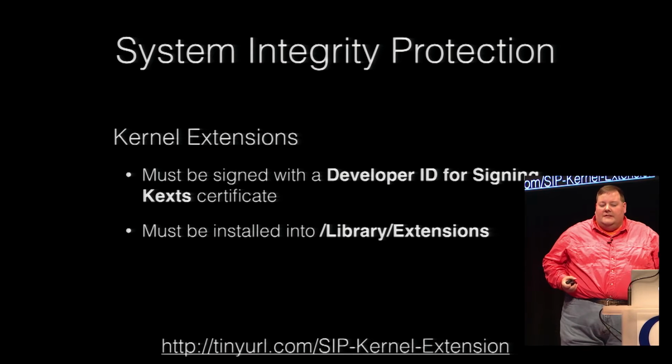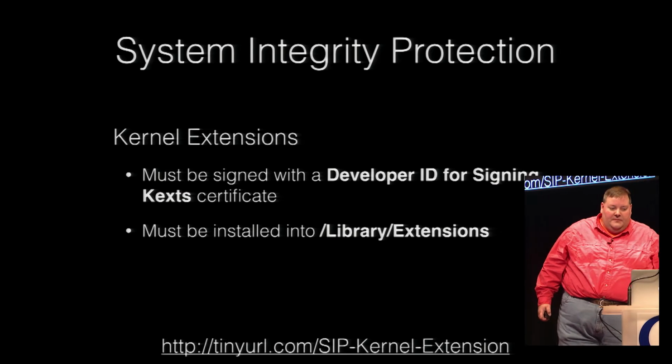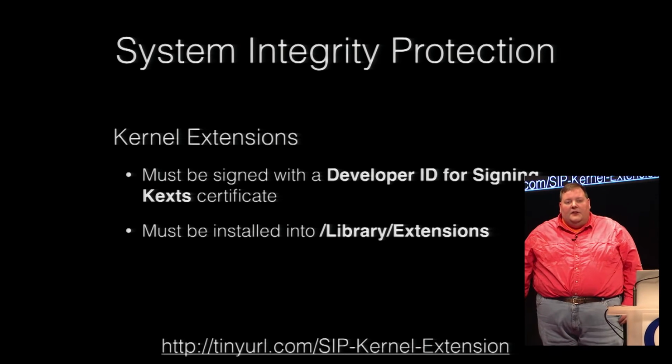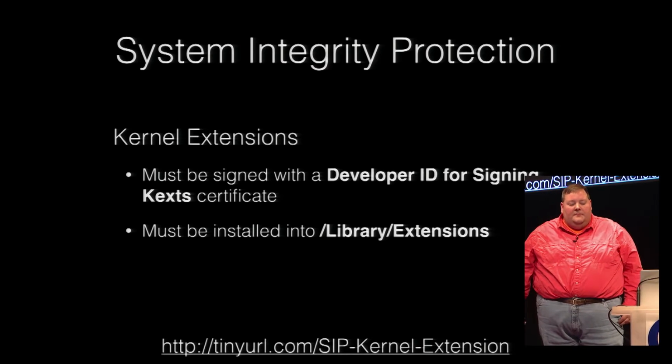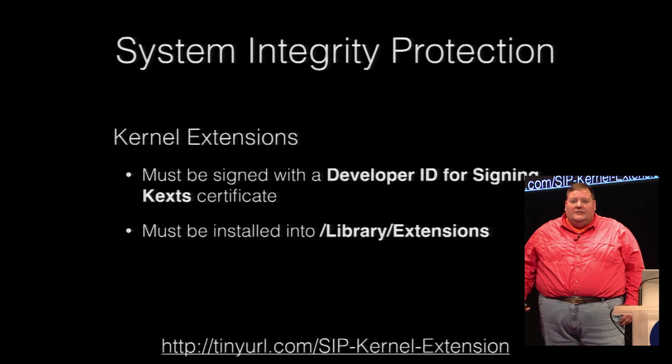So SIP also blocks installation of unsigned kernel extensions. In order to install a kernel extension with SIP enabled, a kernel extension must be signed with the Developer ID for signing KEXT certificate and also be installed into /Library/Extensions. So more information on this is available in Apple's developer documentation for SIP. And for those interested, the kernel extension documentation is available via the link on the screen.